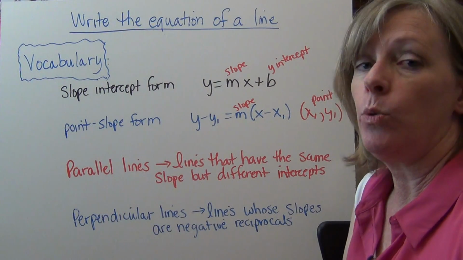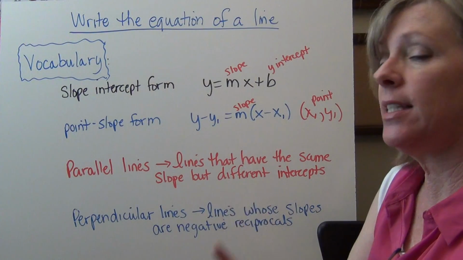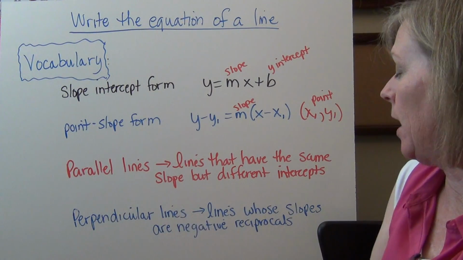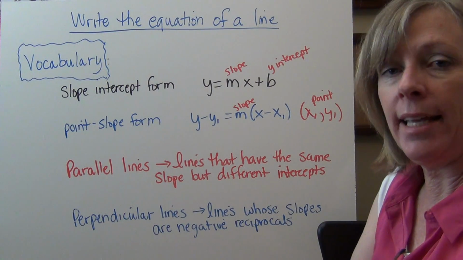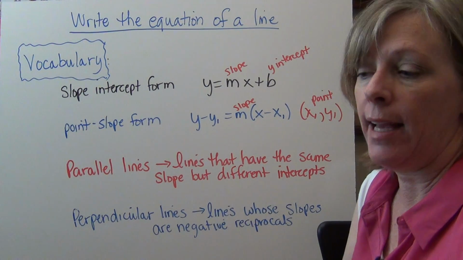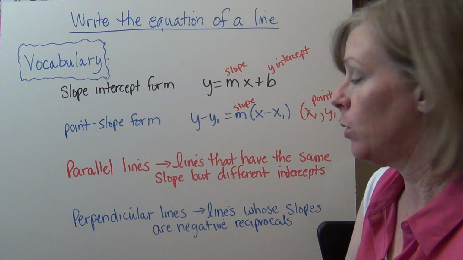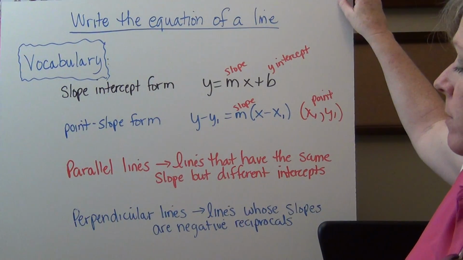Parallel lines, just as a quick reminder, are lines that have the same slope but a different intercept. And perpendicular lines are lines whose slopes are negative reciprocals of each other. That means that they are flipped and made the opposite sign. Okay? That's very important information.